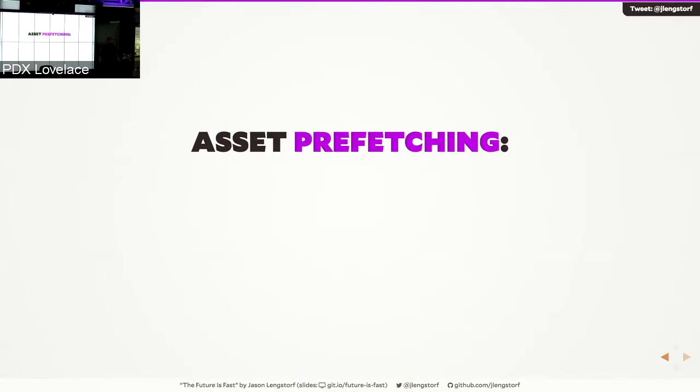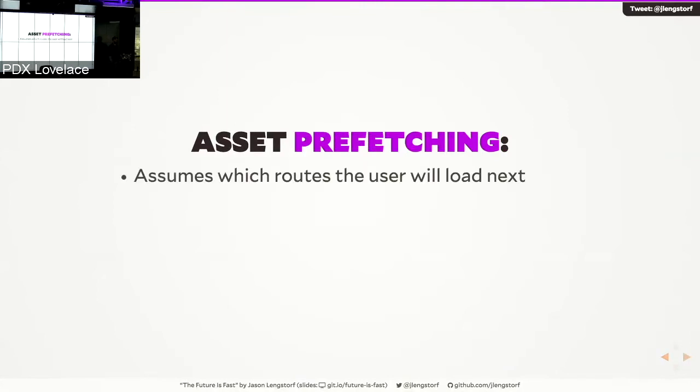Asset prefetching is going to assume which routes the user will load next. There are ways to do this programmatically. There's a library out there that's gaining a lot of steam called guess.js. Guess.js will use your analytics data and machine learning to predict what path somebody will take through your website. That's a really powerful way to do it.